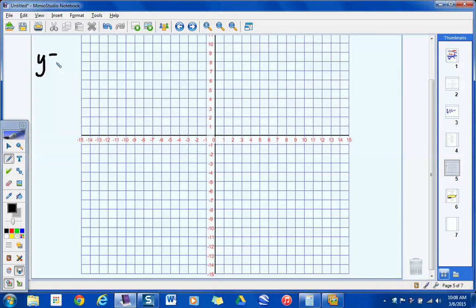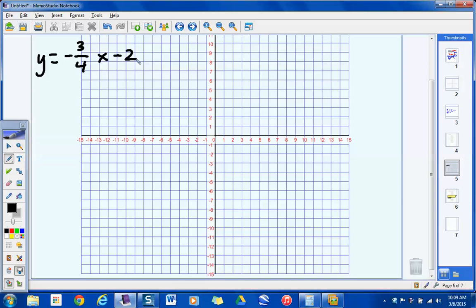Y equals negative 3 over 4x. I want to write it like they do in the book so you understand what I'm doing. What if they start with something like that? So here's your equation in slope-intercept form. I want you to graph this for me.